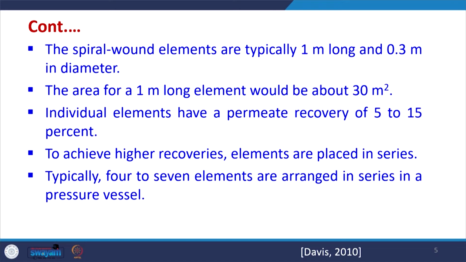Now, the spiral wound elements are typically 1 meter long and 0.3 meter in diameter. This is the typical configuration of a spiral wound element. The area for a 1 meter long element will typically be 30 square meters. Individual elements may have a permeate recovery of 5 to 15%. To achieve higher recoveries, these may be placed in series, and typically 4 to 7 elements are arranged in series in a pressure vessel. This is how the recovery rates are increased.